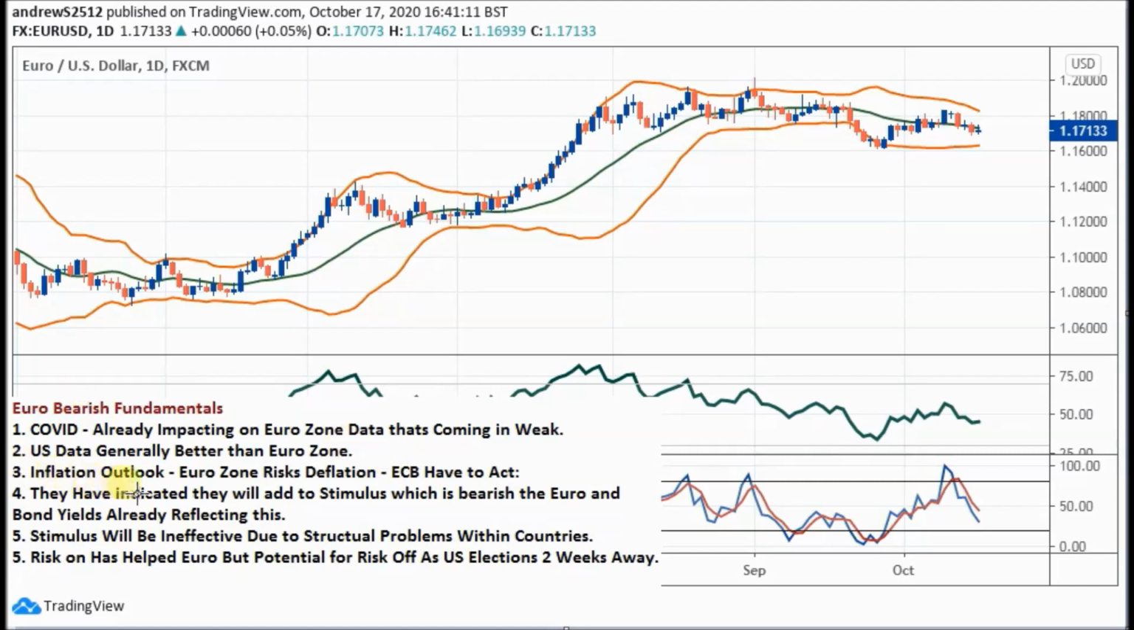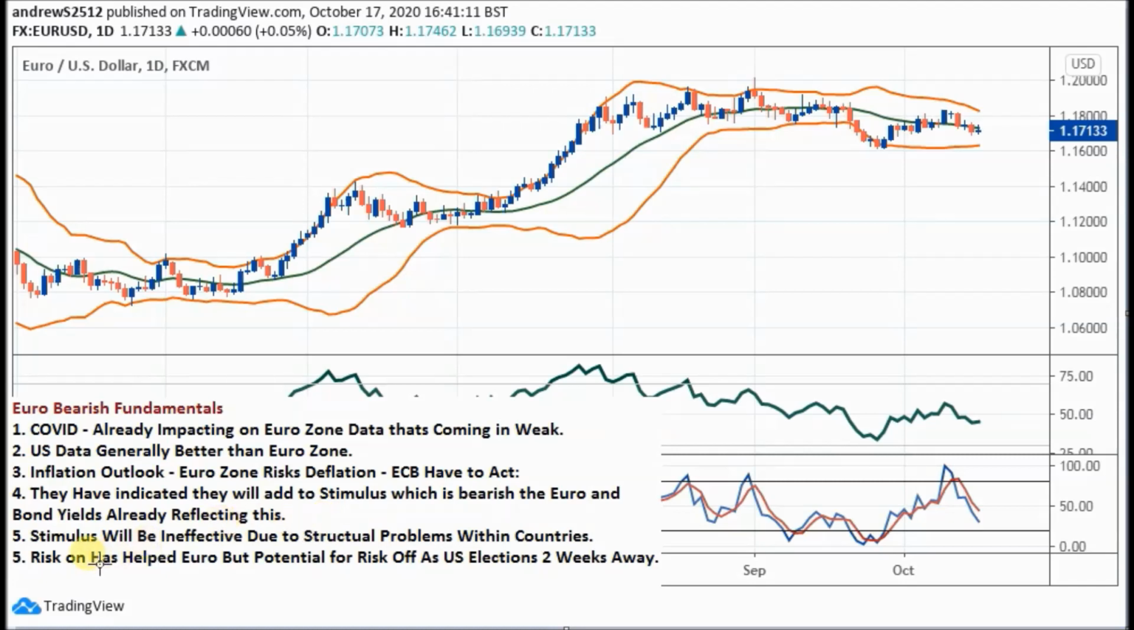Now, in terms of the inflation outlook, I think this is very important. Eurozone actually risks deflation. That's a nightmare for a central bank. Okay, so the ECB, which is obviously the central bank, has to act, and they've already indicated what they're going to do. They will add to stimulus, so print more money, which is obviously bearish for the euro. And you can see in bond yields, they're already reflecting this. Okay, and bond yields going down is bearish for the euro as well.